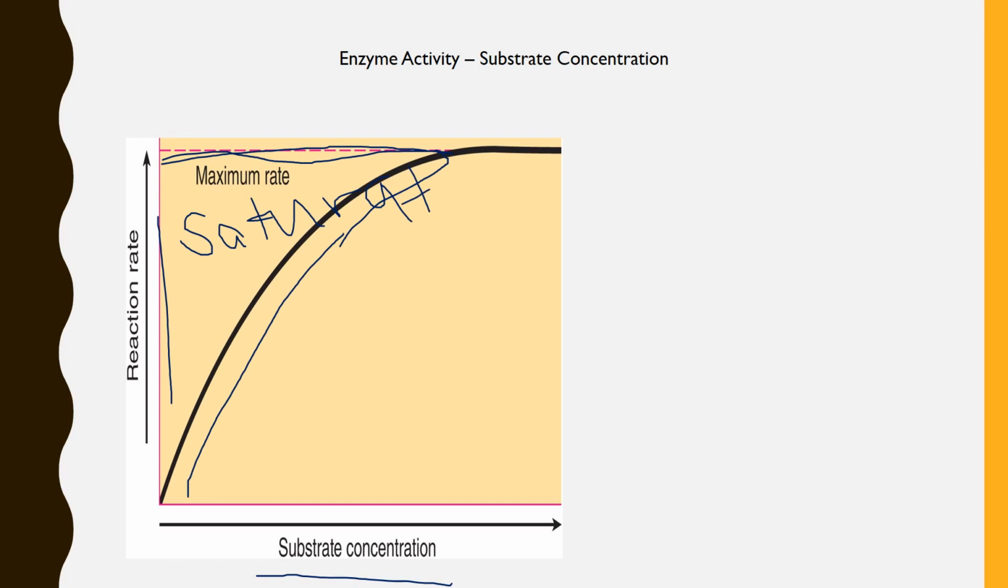Once we hit saturation, that means that there are not enough enzymes present to increase the speed of that reaction. So no matter how much more substrate you add, the product result will still be the same in terms of how fast that will occur. At this point, you will not see any more reactions occurring at a faster rate.